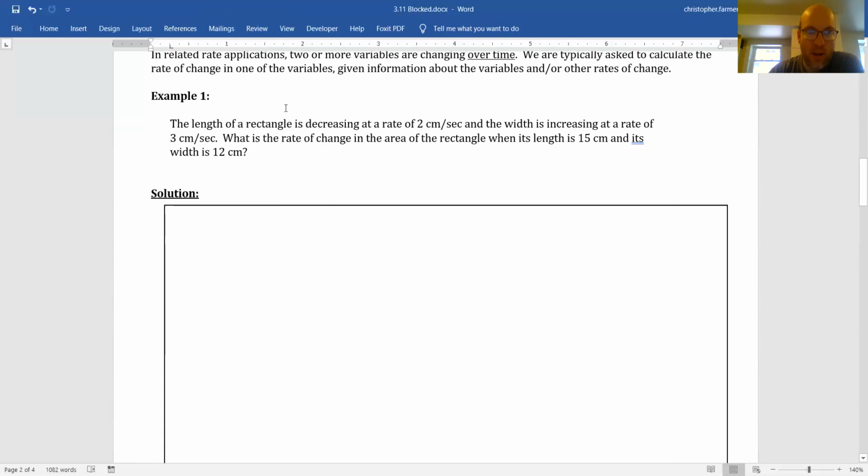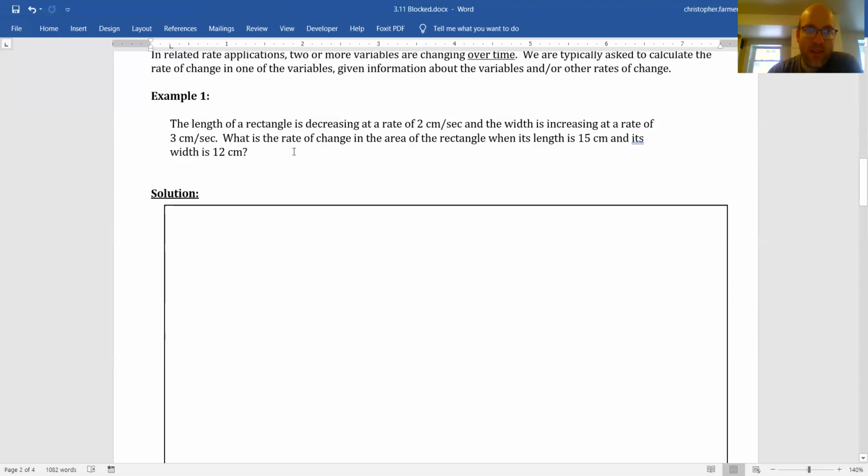So here we're working with a rectangle. We're told that the length is decreasing at a rate of 2 centimeters per second. The width is increasing at 3 centimeters per second. And so they're doing opposite things. This is one that would be mentally pretty tricky to figure out what's actually happening here. Do those completely balance out so the area stays the same? Is it growing a little bit more because the width's growing faster than the length is decreasing? What's happening here?